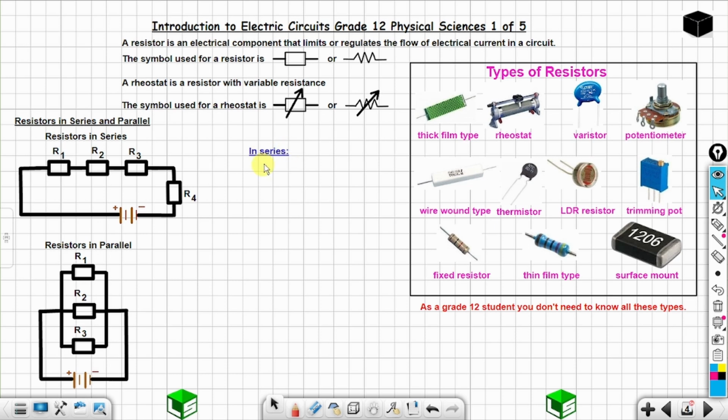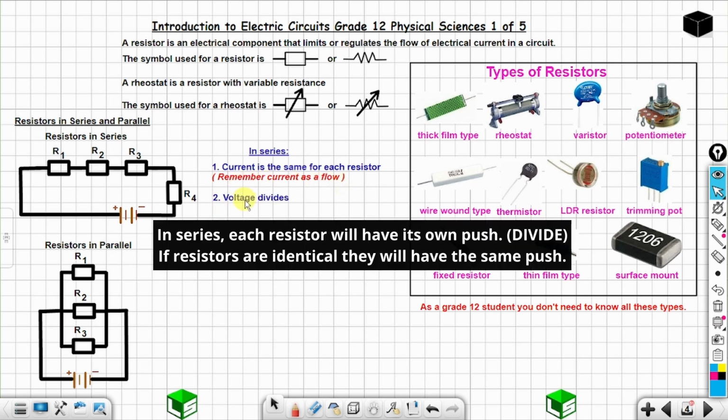Now, in series, you have to understand that, one, the current is the same for each resistor. Remember current as a flow. So, when current is flowing, the current that goes through this resistor will be the same current that will go through this resistor and so on. Remember, current as a flow. Number 2, voltage divides in series. Voltage is a push.